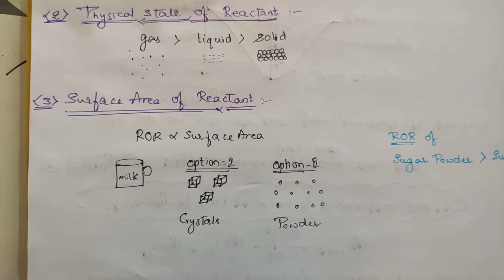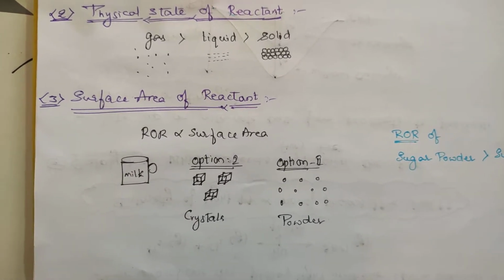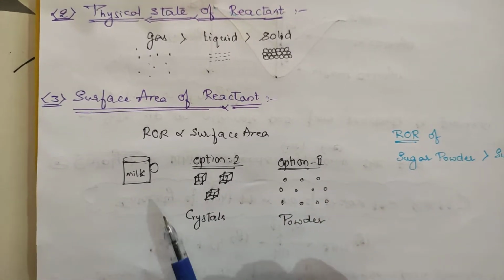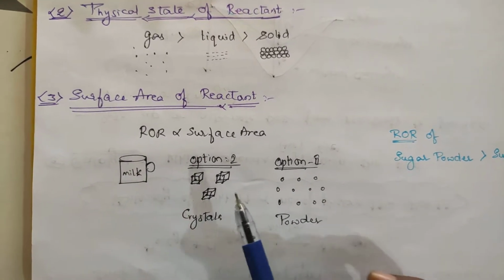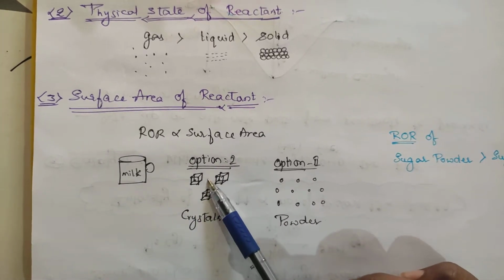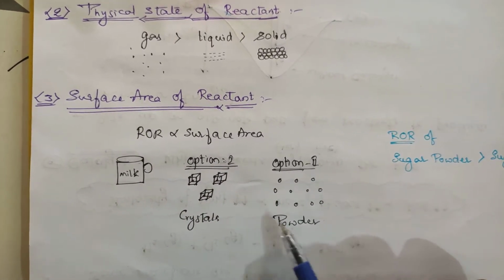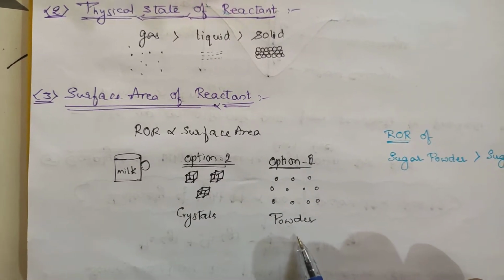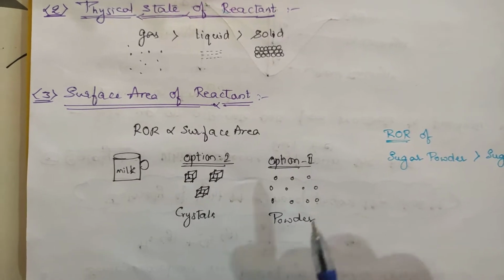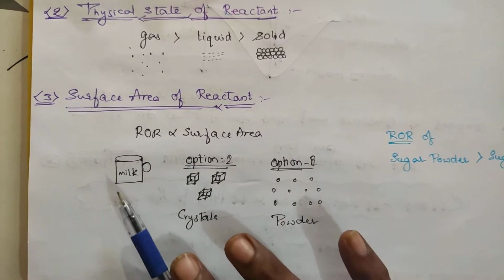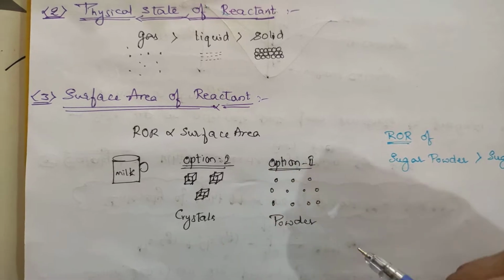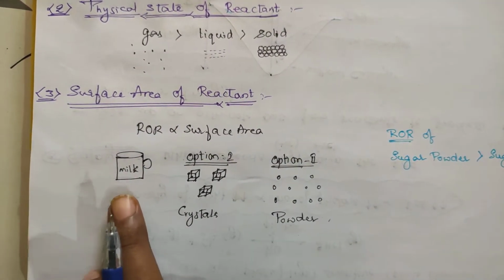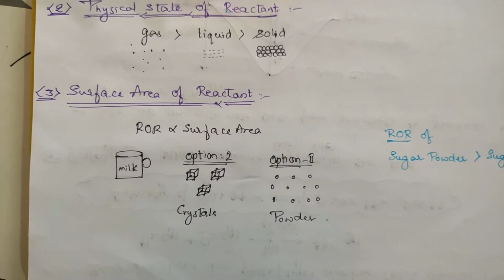Going to the surface area of the reactant, the rate of reaction is directly proportional to the surface area. This is a very lively example. Take a cup of milk. Option 1, you take 10 grams of sugar in the form of crystals. Option 2, you take 10 grams of sugar in the form of powder. Which one will easily dissolve in this milk? We can say the powder will easily dissolve. Why? Because more surface area is exposed to the milk, so it can easily dissolve.